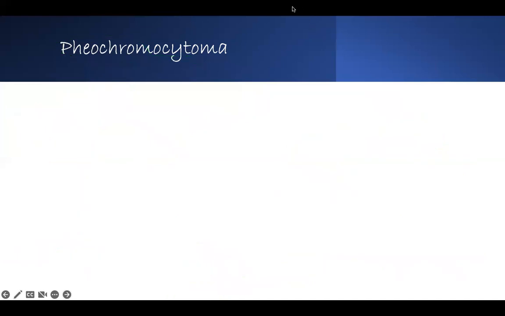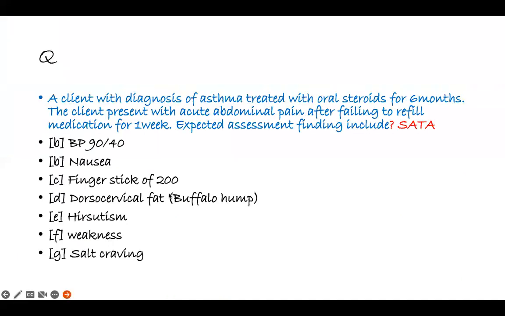So I think that's all we have. Adrenal gland, very important. You see the things that you can get from it. So I'll give you a SATA question. Expected assessment findings include... you read the last statement, you find the keywords, and evaluate each answer based on the keywords that you have.